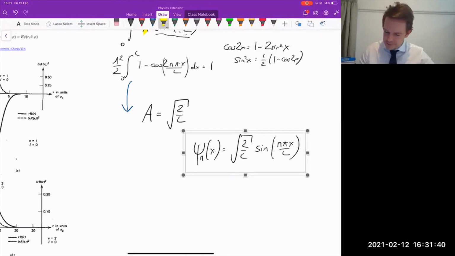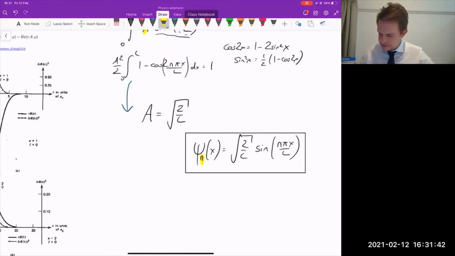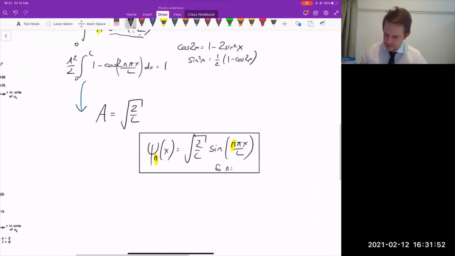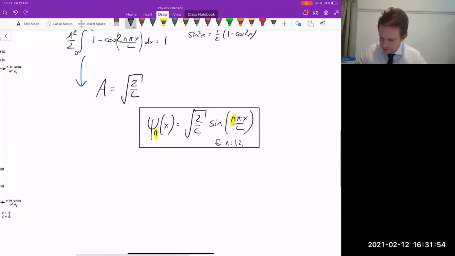Notice I've used the subscript n here because obviously we can have integers 1, 2, 3, 4, 5, 6, 7. So you could, I suppose, write for n equals 1, 2, 3, etc.